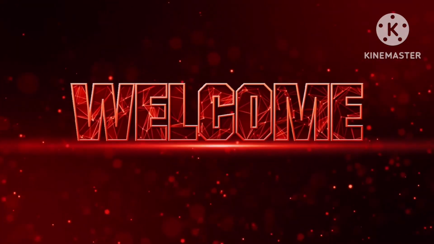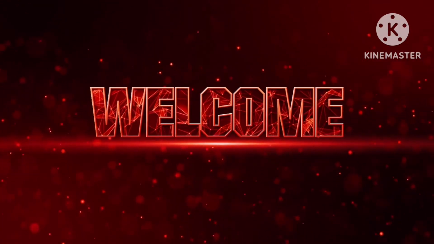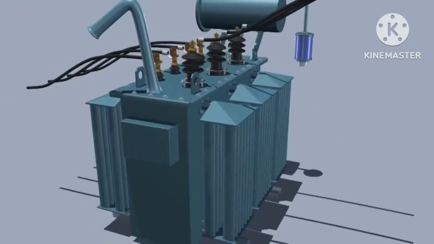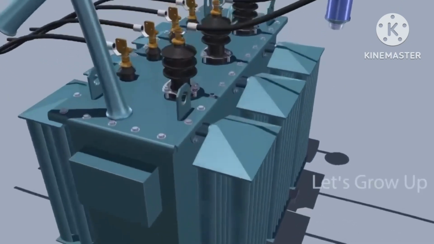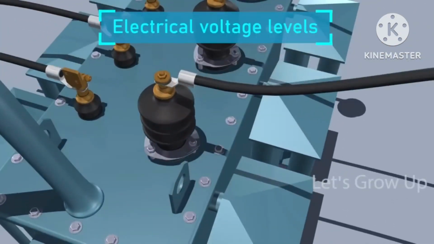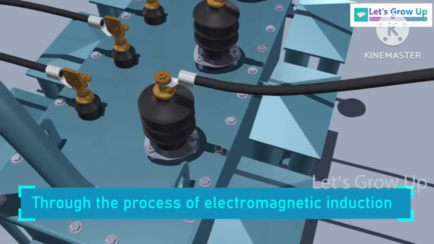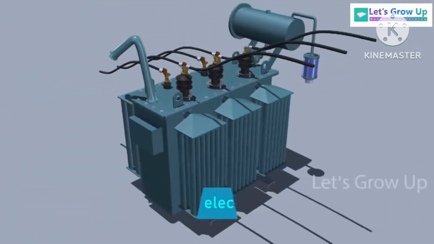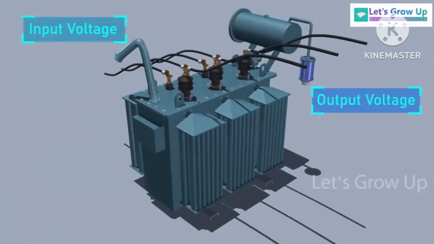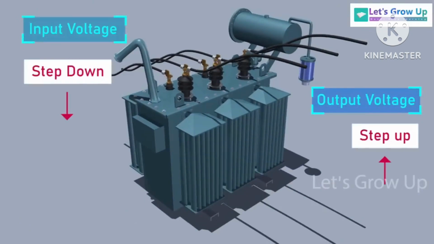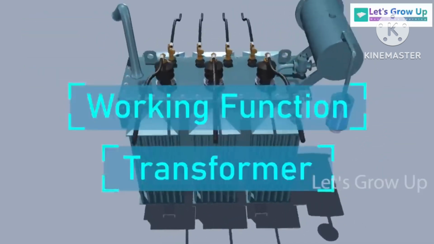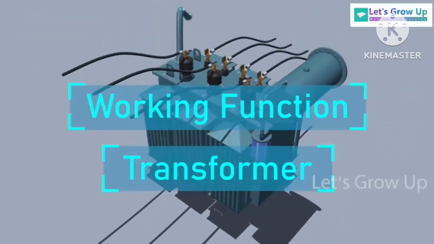Hope you have seen this transformer. Sometimes it could be a small or big size. A transformer is a passive electrical device that transfers electrical voltage levels from one circuit to another through the process of electromagnetic induction. It is mostly used to increase the voltage levels between circuits, which is called step-up, or decrease the voltage, which is called a step-down transformer. Today, this video is going to explain the working function of the transformer.